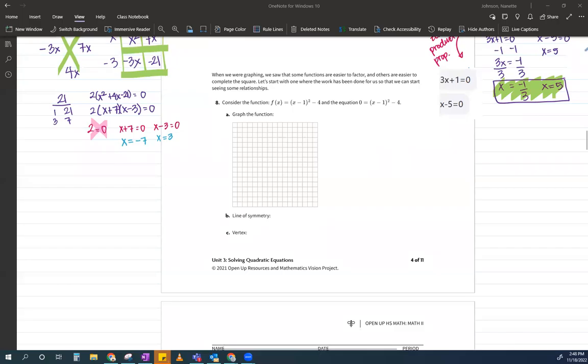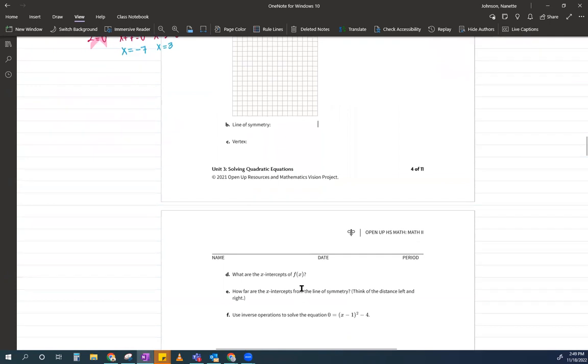Okay, so we're going to be doing 3.1, and now we're going to do this number 8. What we're going to do is just put it all together. Everything that we've talked about for quadratics, we're putting it all together: the graph, the line of symmetry, the vertex, the intercepts.